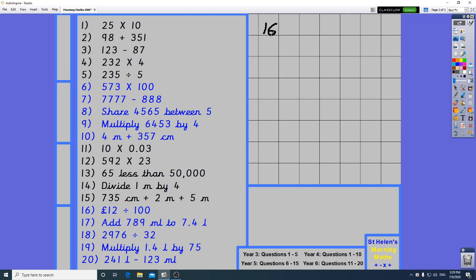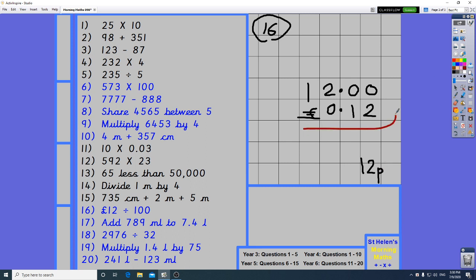If anything, I'll try and speed up. 12 pounds divided by 10, divided by 100. 12 pounds. Okay, I'll do 12 pounds like that. Divide it by 100. 2 places smaller for everything. 1, 2. Goes over here. Okay, is 0 pounds and 12p. Otherwise known as 12p. So you could write this, or you could write this.